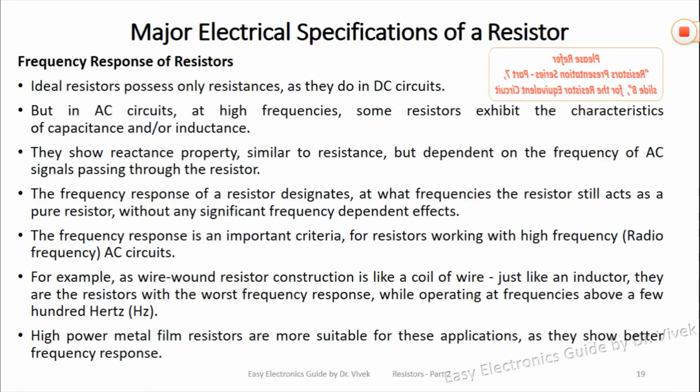Ideal resistors possess only resistance, as they do in DC circuits. But in AC circuits at high frequencies, some resistors exhibit the characteristics of capacitance and inductance. The frequency response of a resistor designates at what frequencies the resistor still acts as a pure resistor without any significant frequency dependent effects.